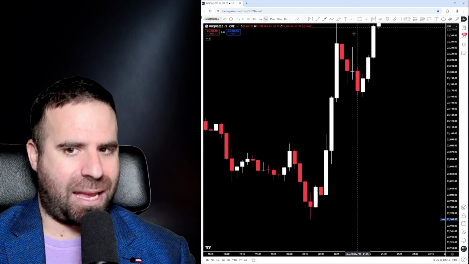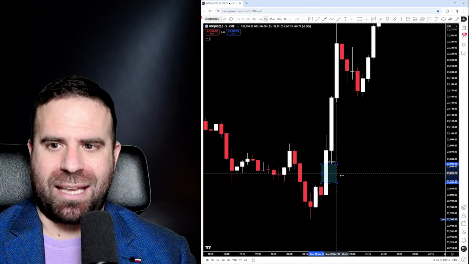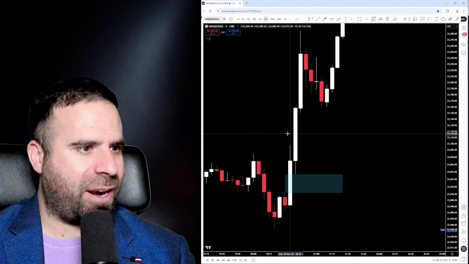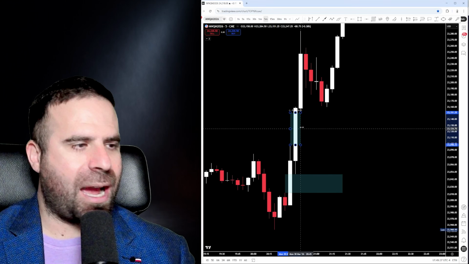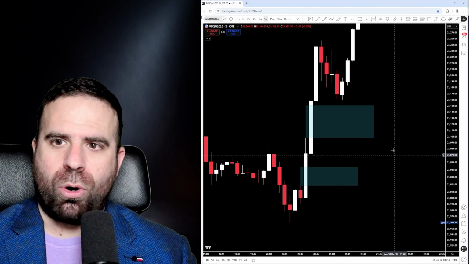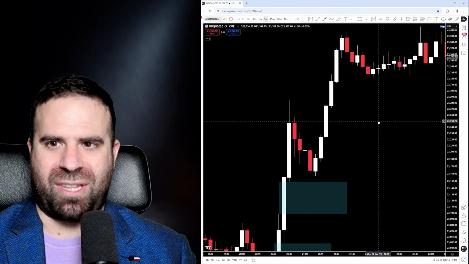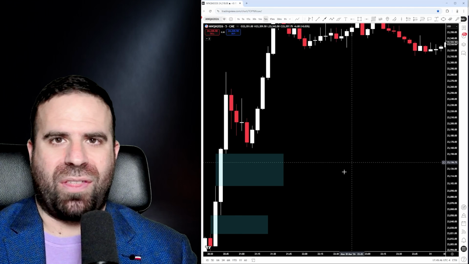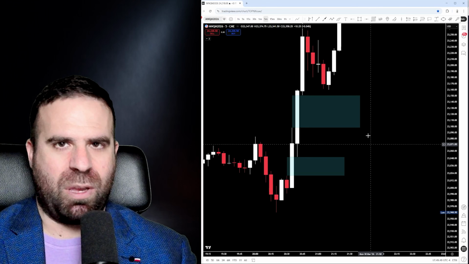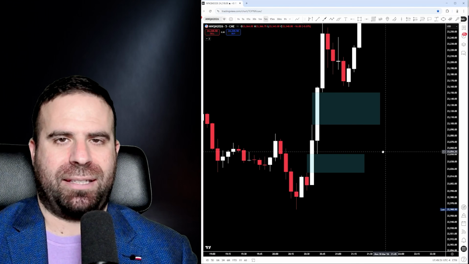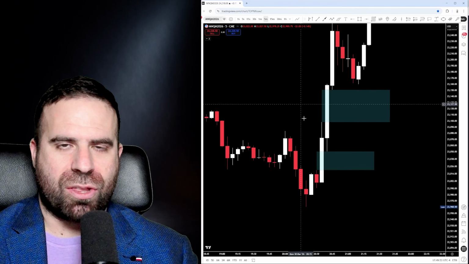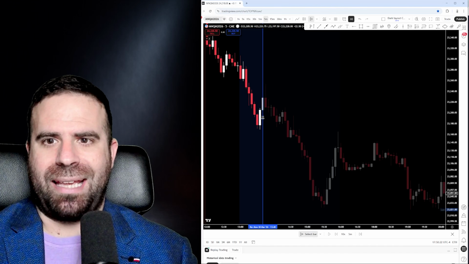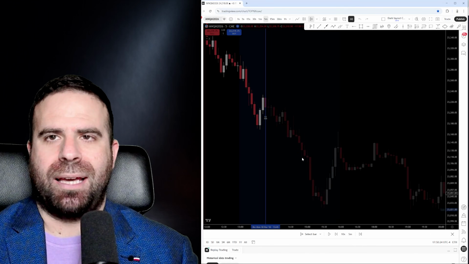Instead of identifying our fair value gaps where price never comes back to test them, how are we going to be entering in order to catch those enormous moves that you see right here, without hesitation and without the fear of missing the trade? This entry model right here will help you catch those beautiful trades.